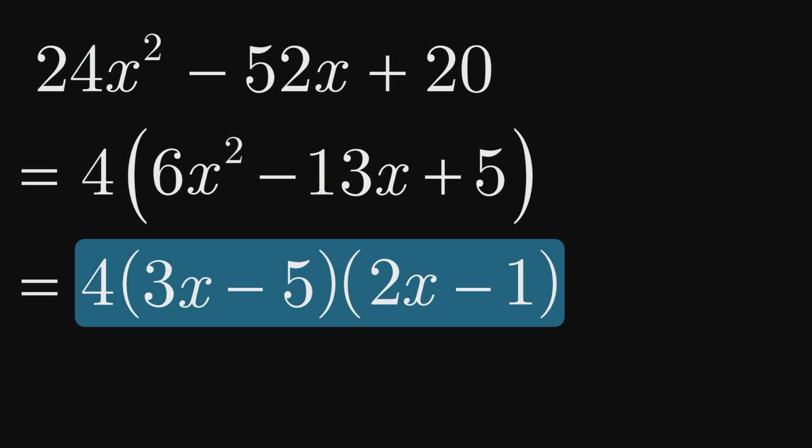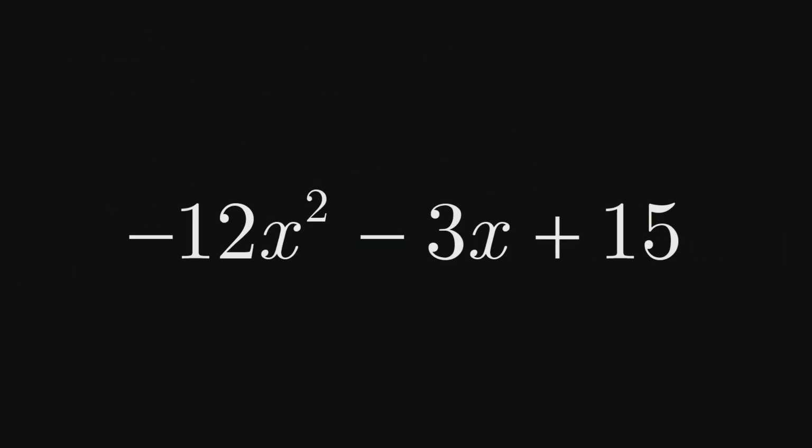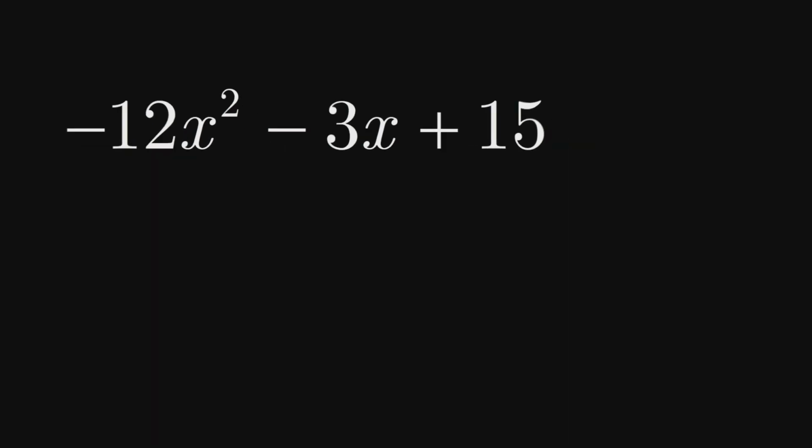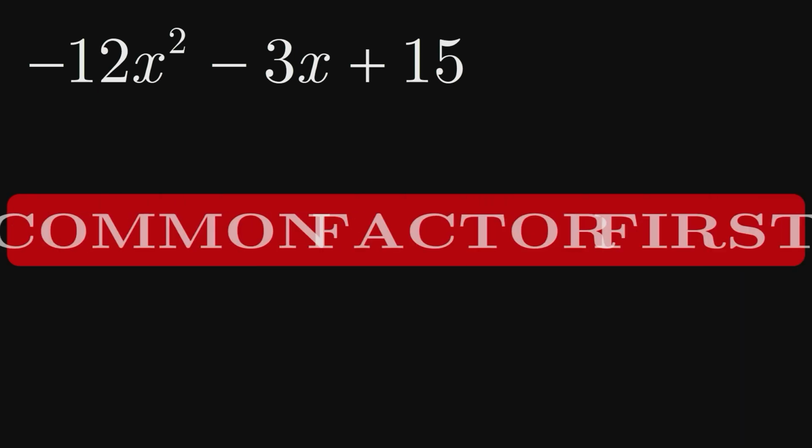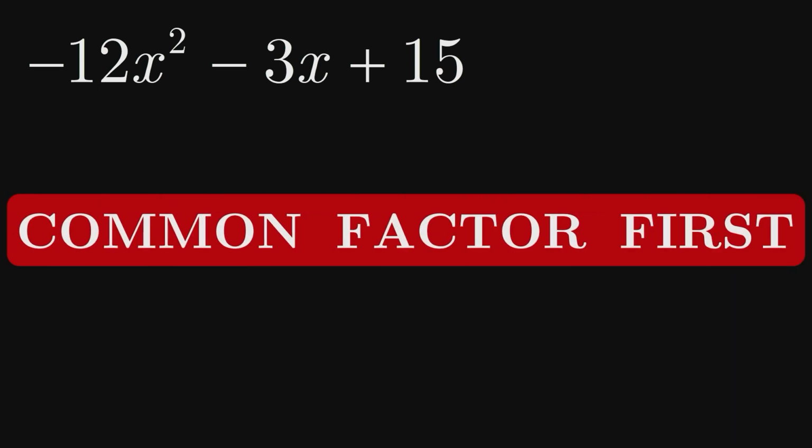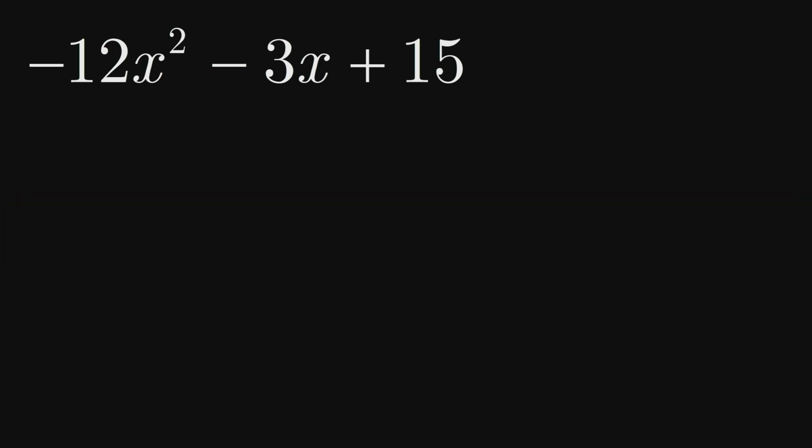Let's finish with one more quick example. Let's factor negative 12x squared minus 3x plus 15. As always, we check to see if we can common factor. And we can. The greatest common factor of 12, 3, and 15 is 3, but since the coefficient of x squared is negative, we'll factor out a negative 3.